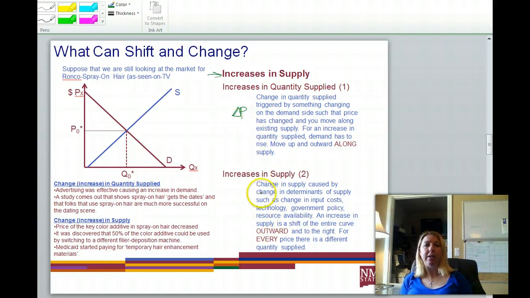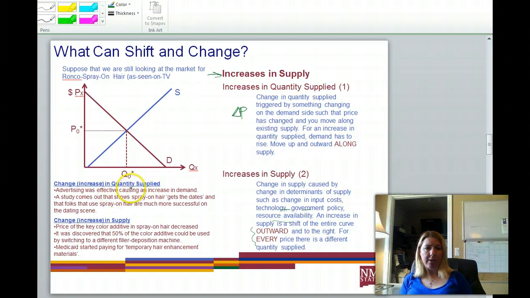Now we can also have an increase in supply, and this is caused by a change in the determinants of supply, such as input costs, technology, government policy, resource availability. So for an increase, this is an outward shift of the entire curve, and at each and every price we have more supplied. So let's say some examples of what that is.